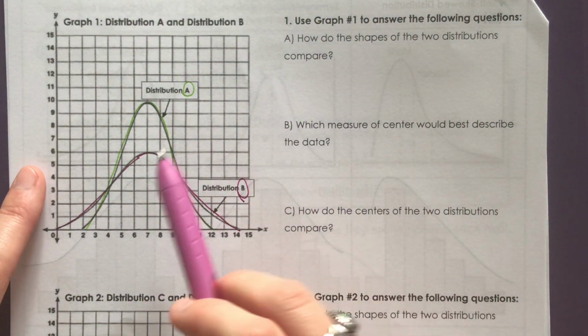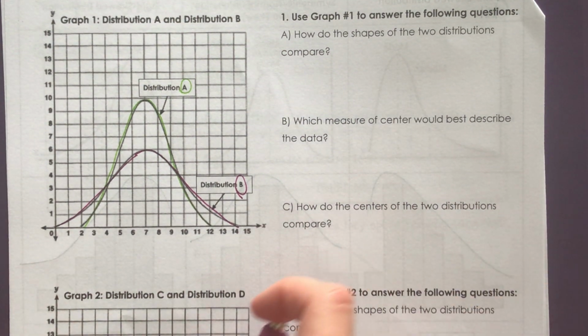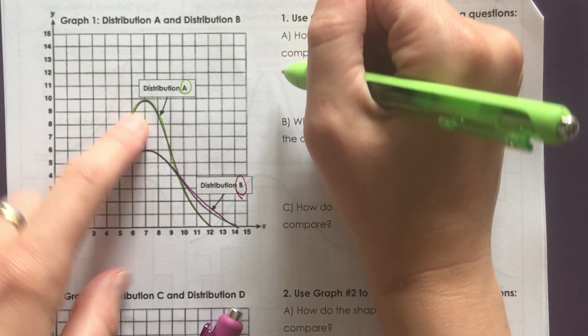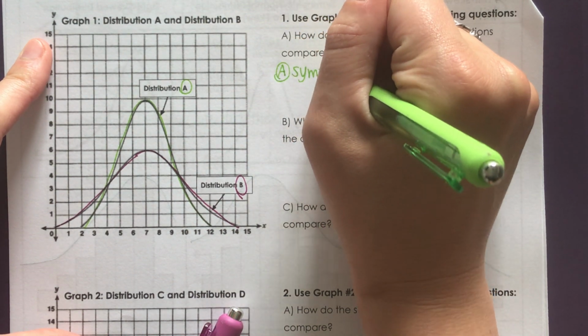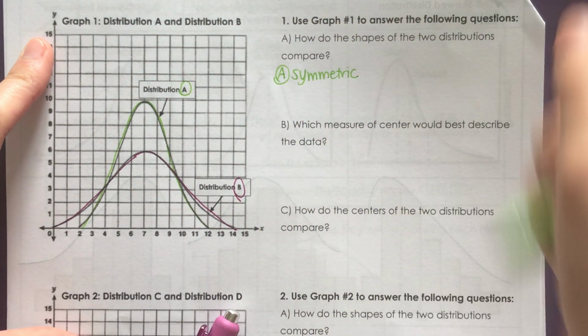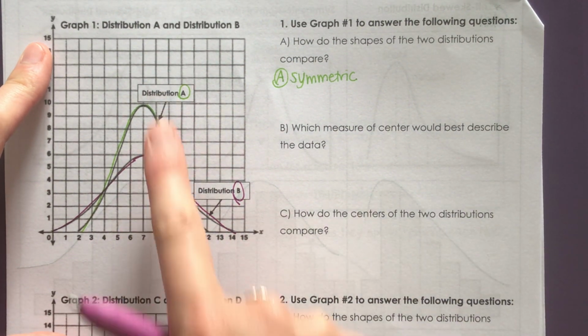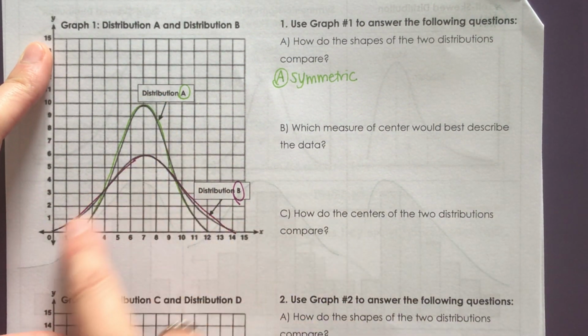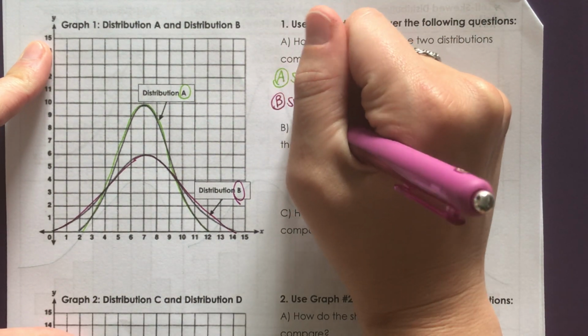Okay. If I'm looking at graph A, I say, is that symmetric or is that skewed? Well, graph A is definitely symmetric. Right? So it looks like a mirror image. If I look at graph B, well, maybe it's lower down, it still looks like it's symmetric.